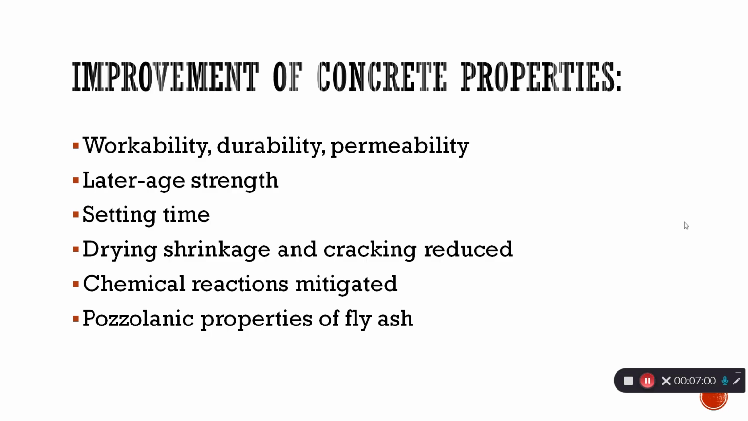Alkali-silica reaction and sulfate attack are some examples of chemical reactions that are mitigated with the use of fly ash. The pozzolanic properties of fly ash are enhanced when there is a reaction with calcium hydroxide in the presence of water to form cementitious compounds. Fly ash contains silica and alumina. The silica and alumina then react with calcium hydroxide and produce additional cementitious compounds such as calcium silicate hydrate, CSH gel.